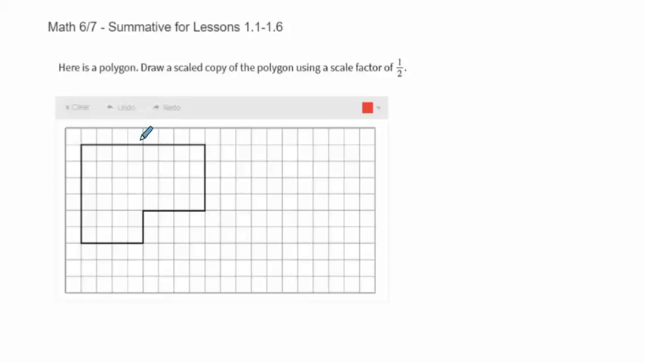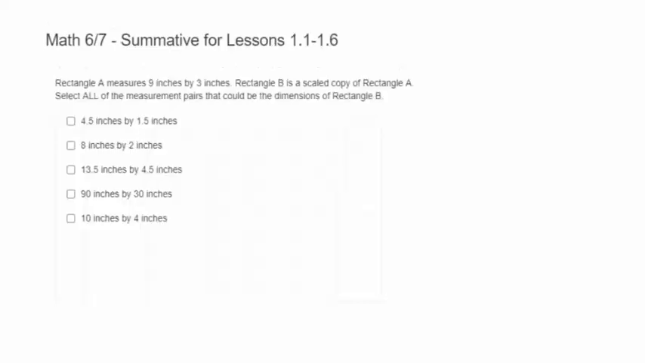All right, let's check this one. So I want to do a scale factor of 1/2. So the first thing I need to do is figure out what all the lengths are. So I'm going to do that. All right, so I did all my measurements. So now I just need to do 1/2 of those. So I need to go down 3. Then I need to go over 2. Then I need to go up 1, over 2, up 2, and over 4. All right, that works.